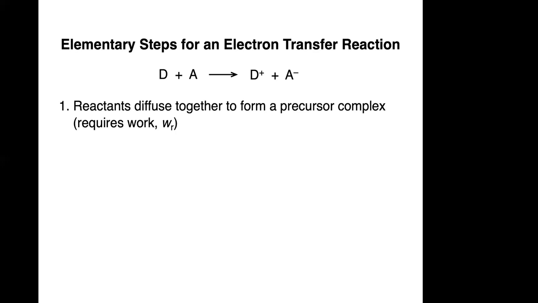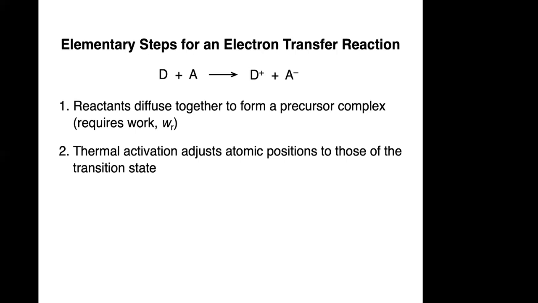And in the first step, the reactants will diffuse together to form a precursor complex. And that might require some work. So for example, if you're trying to bring an iron 2+ complex together with an iron 3+ complex, those charges are repelling each other and they don't want to get together. So the reactants coming into proximity that will allow an electron to hop from one metal to another is the first step.